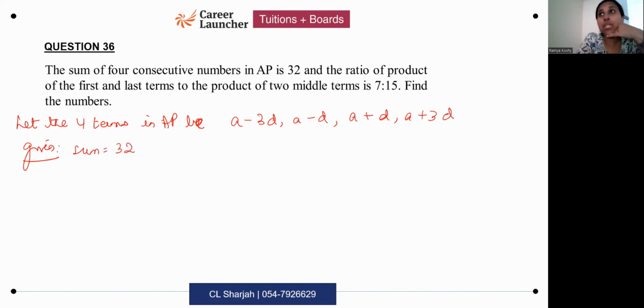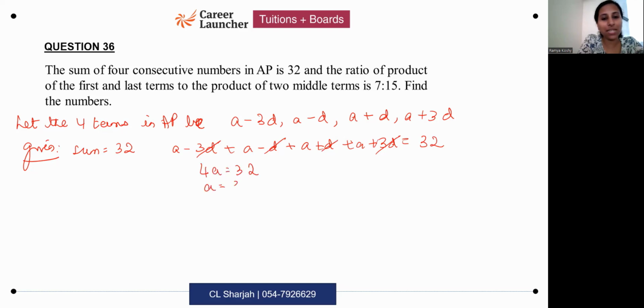It is given the sum is 32, right? So Tashwat, here you will see the advantage. You can see that alternate terms are cancelling. So you get 4A is equal to 32, which means A is equal to 8. So easily we found out the value of A now.